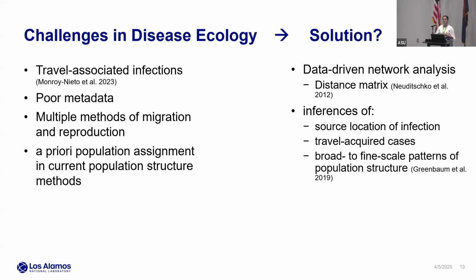I think a solution to this, and I hopefully can convince you of this today, is that by applying a data-driven network analysis, we can harvest all of that genomic information from a variety of different samples to identify those patterns of population structure, even with samples that we don't have a lot of good information for. And then we can use this network analysis to infer those locations of infections, as well as where travel-associated cases may have come from, and identify those broad to fine scale patterns of population structure.